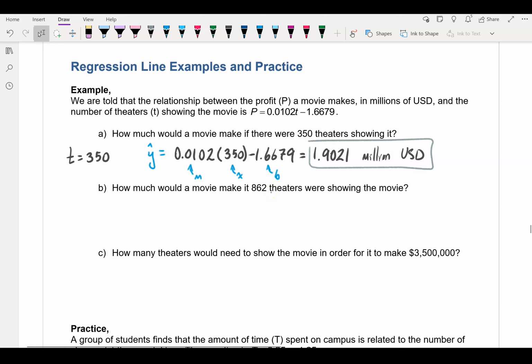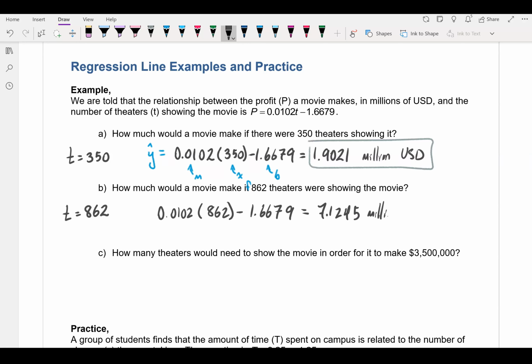How much would a movie make if 862 theaters showed it? You'd do the same thing, 862, and then you would figure that out. So once again, same idea. And this gives us 7.1245 million US dollars. Alright, so I'm not going to get too much into this. That's just how the equations work. It's just a preview into how we'll use our equations.